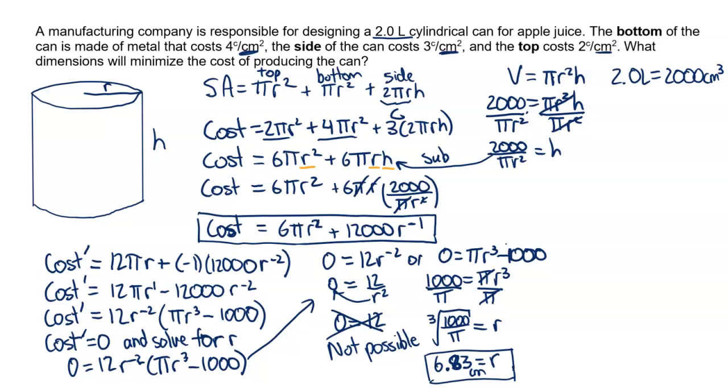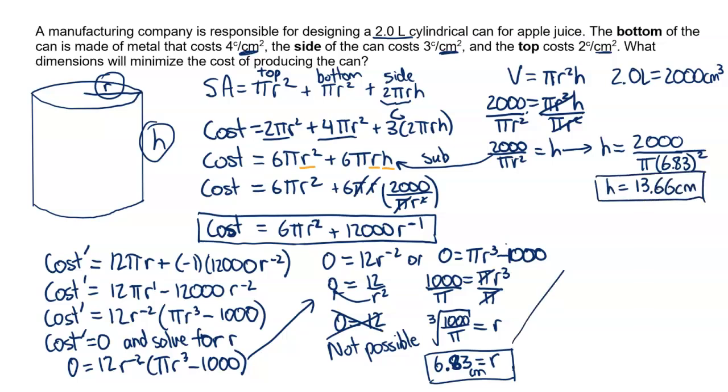Now it said what dimensions will minimize the cost. Remember, we don't just have a radius, we also have a height. And so we go back to this equation over here, and we say, well, that means the height is going to be 2,000 divided by pi times 6.83 all squared. And for our height, we get a value of approximately 13.66 centimeters, which is interesting because you'll notice that this is exactly double. Now, it won't always be the case based on what you're given, but in this particular case, my height is double the radius. In other words, my height is equal to my diameter.